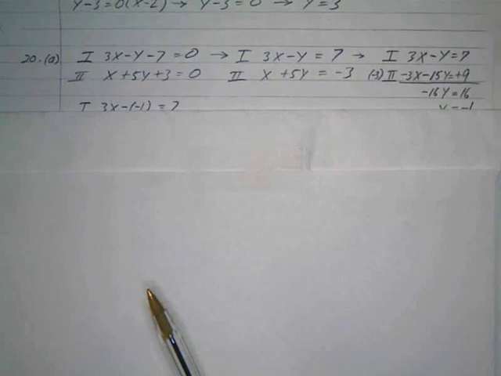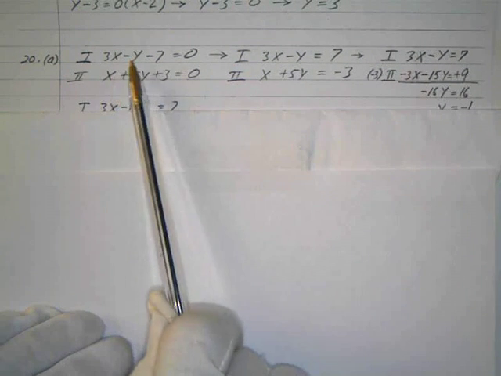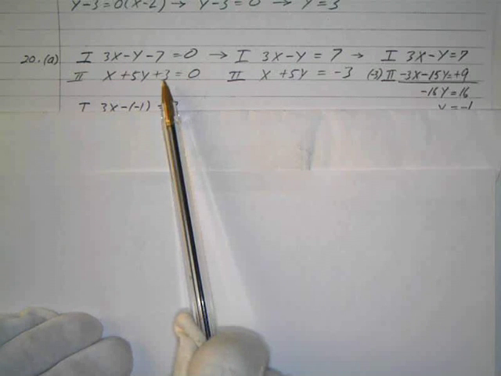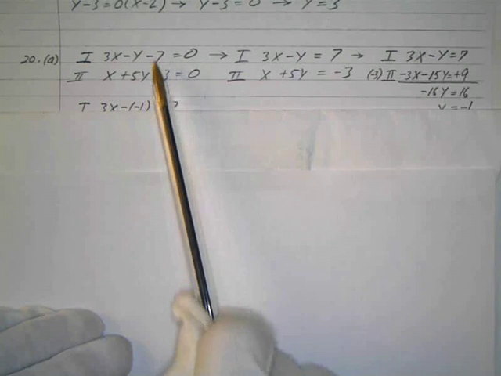Okay, this is number 20. In A, we just want to find the point of intersection of these two lines. So let's say these are the two lines here: 3x minus y minus 7 and x plus 5y plus 3. So we want to find the point of intersection.